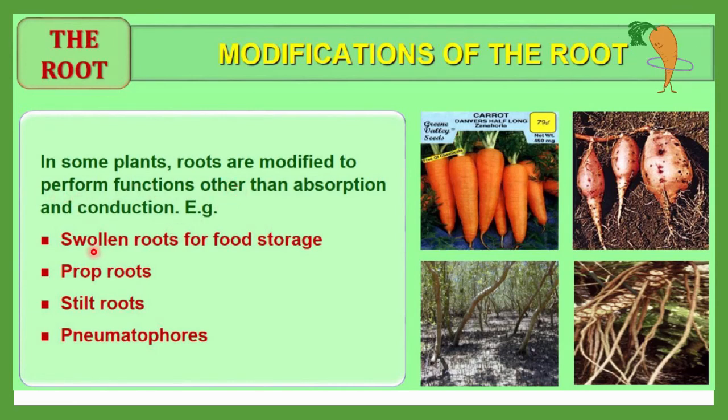For example, swollen roots for food storage, which is a modification for storing food. Then prop roots for balancing and support. Then stilt roots, which are also for balancing and support. Then pneumatophores for the breathing process. So all these functions are carried out by modified roots, and in this topic we will learn about the modification of roots.